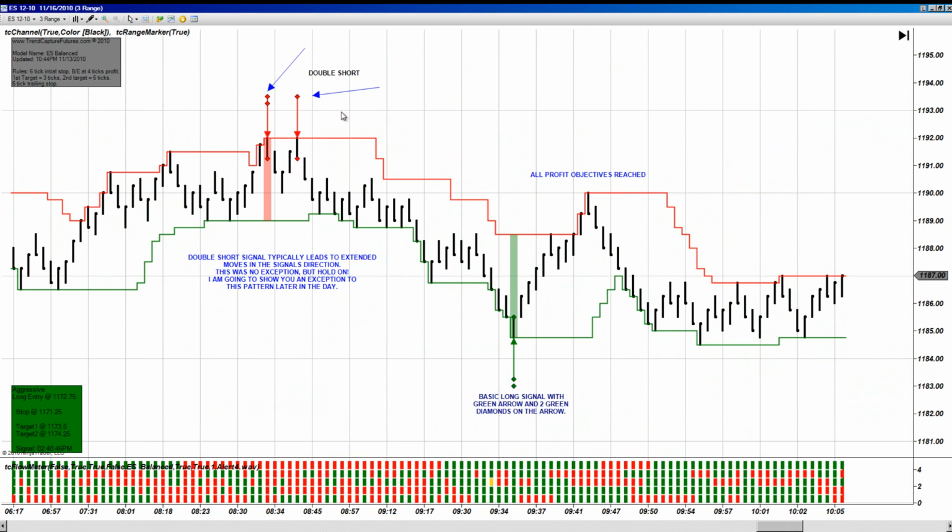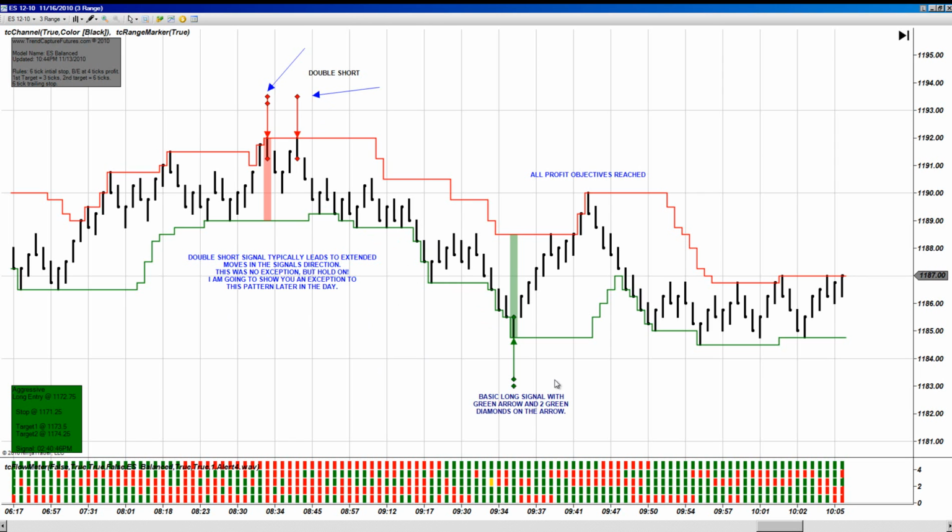Okay, the first signal of the day was a double short. Double short signals typically lead to extended moves in the signal's direction, and this particular one was no exception, as the pattern definitely laid itself into what it's supposed to do. However, hold on, I'm going to show you an exception to this rule, and it happened today.